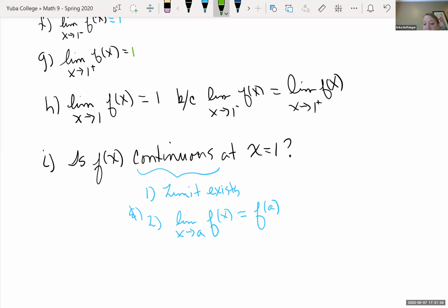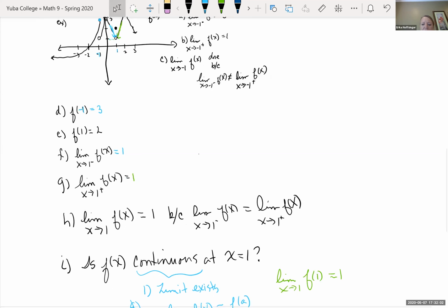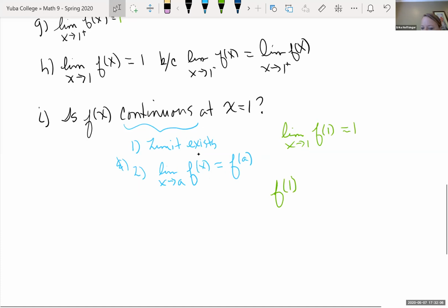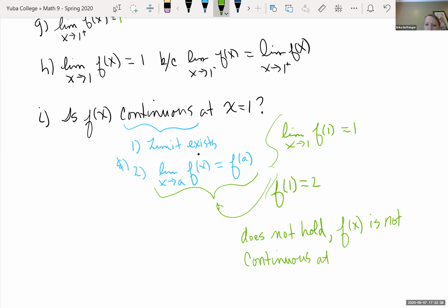Okay, so our limit did exist. As we approached 1, we saw that we got back 1. But if we look at f of 1, what is f of 1? So going back to our graph, when x is 1, we want to see what our y value is. Well, that was part E. We saw that our y value was 2. So when x was 1, y was 2. So f of 1 is 2. And so notice this condition doesn't hold. So since this does not hold, we would say that f of x is not continuous at x equals 1.